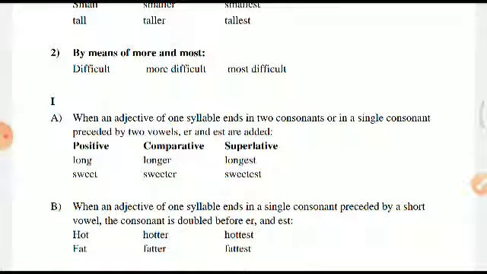See, long, ng, they are consonants. So here we will be adding er and est, right? Sweet, in this T is there, it's a consonant, and here sweeter and sweetest, right?